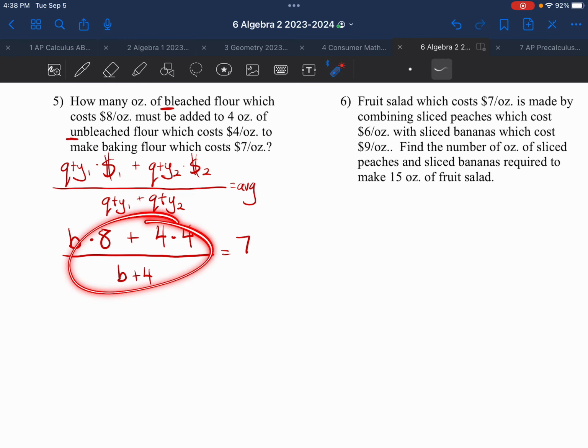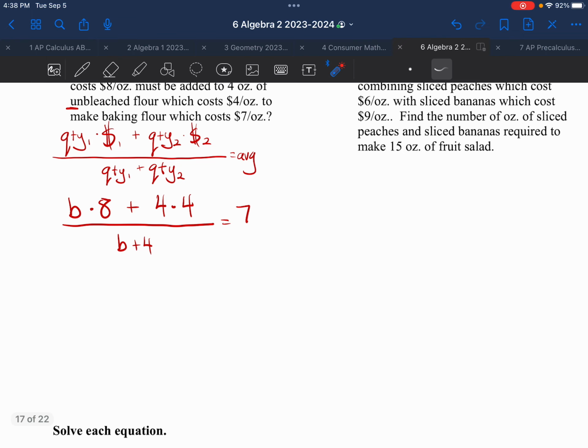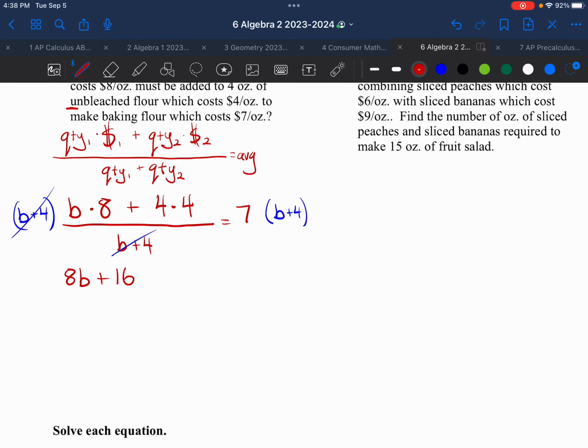So unfortunately, I have a fraction. Usually the first step in most times that I'm going to be solving equations is get rid of fractions. And there is indeed a way to get rid of the fraction right now, and that's going to be multiplying the left side by B plus 4. If I do it to the left side, I also do it to the right side, B plus 4. By doing that, the B plus 4 and B plus 4 cancel out on the top and bottom of the fraction, and I'm left with B times 8, which is 8B, plus 4 times 4 is 16. And that's going to be equal to, and I can distribute this right now, 7 times B and 7 times 4. 7 times B is 7B. 7 times 4 is 28.